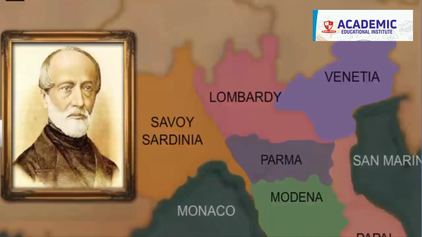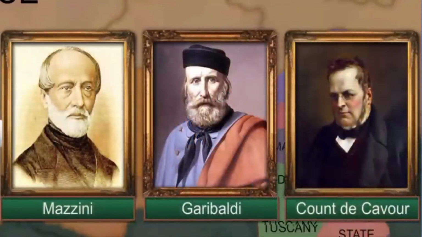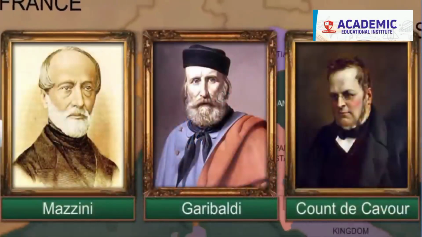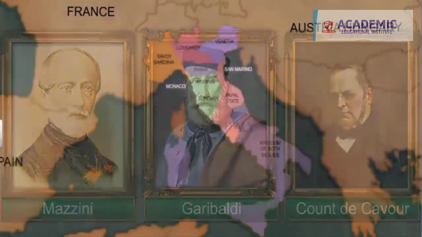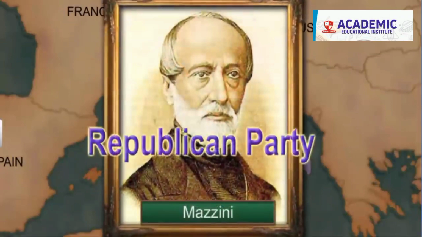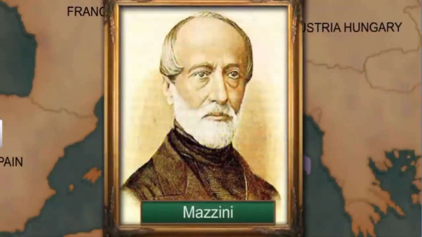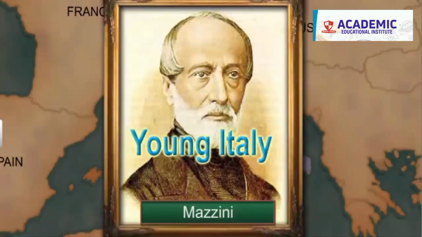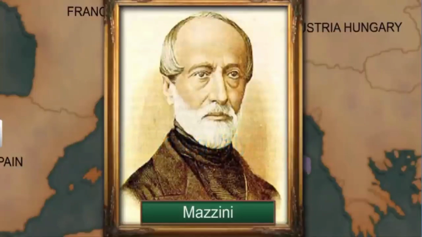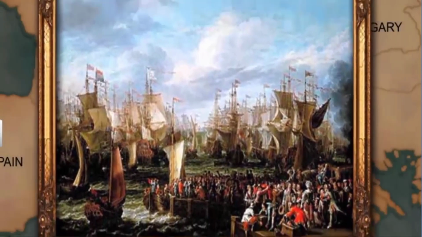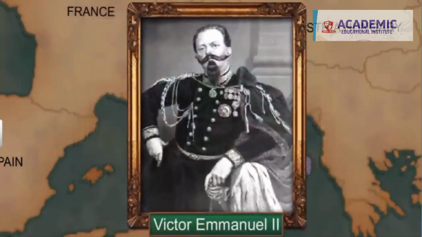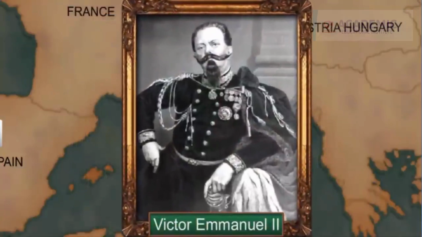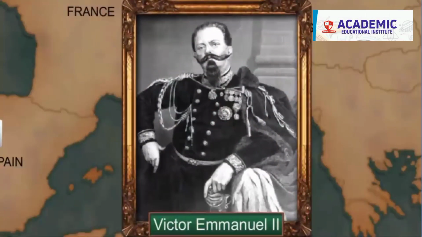There were a few key people who shaped the revolution and unification in Italy. Mazzini was the leader of the Republican Party. He had formed secret societies like Young Italy to regenerate Italy by education. However, the rebellion staged by the revolutionaries failed. Thereafter, the responsibility of unifying Italy came to Victor Emmanuel II, King of Sardinia-Piedmont.